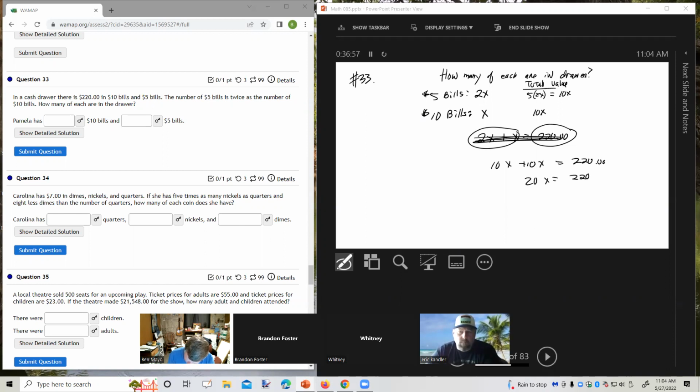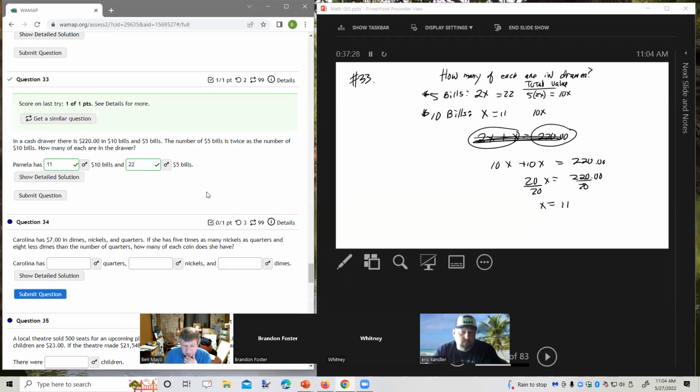20X equals 220. Divide both sides by 20. If we take 220 divided by 20, we get 11. So there are 11 of those and 22 of those. So there's 11 $10 bills and 22 $5 bills.